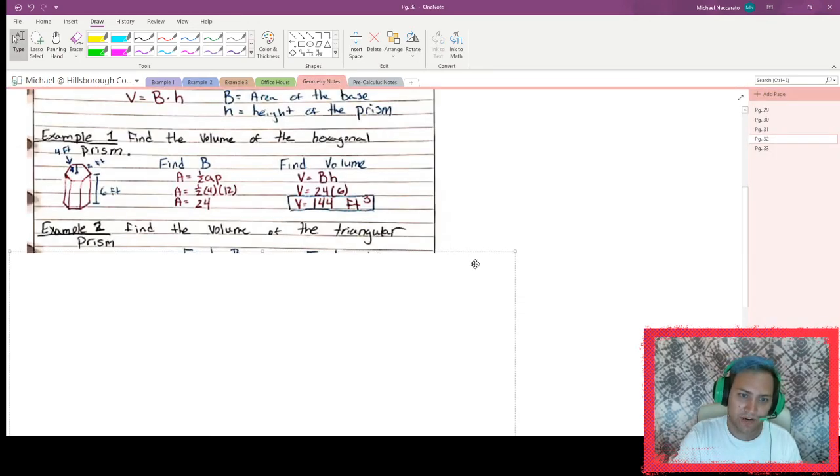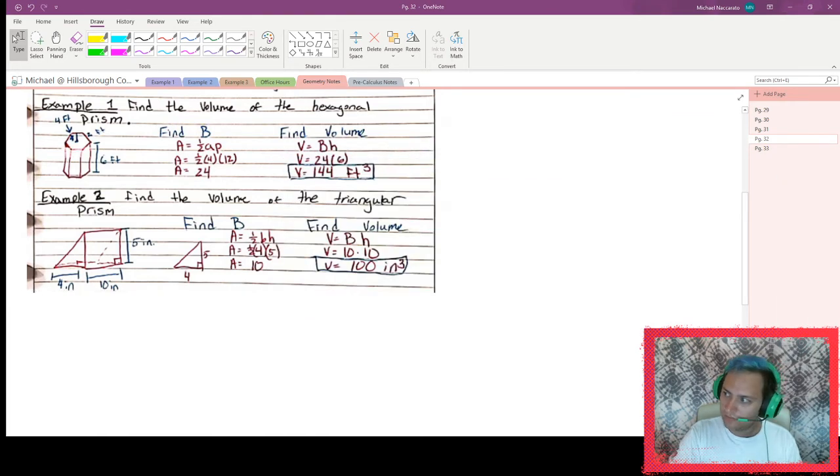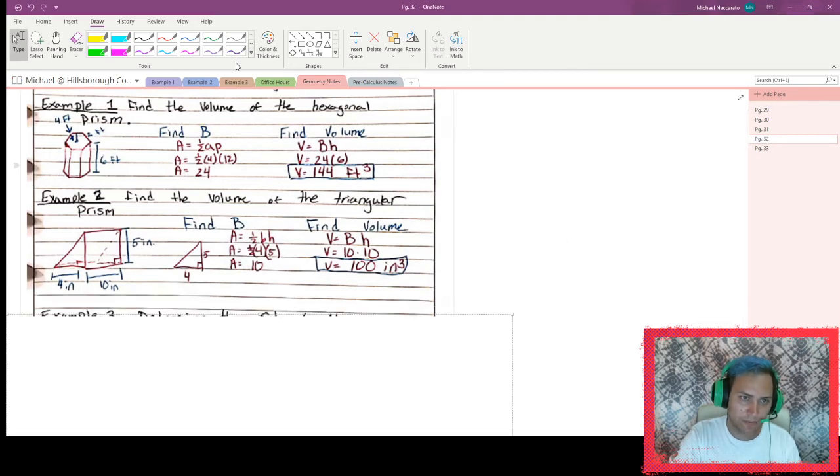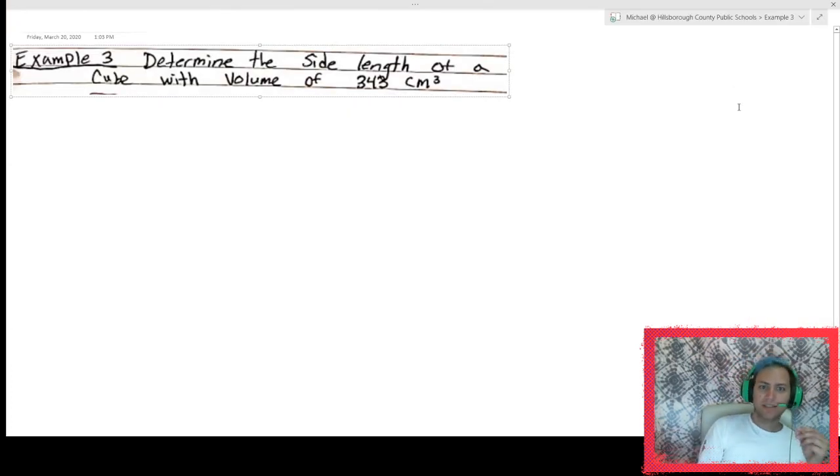So again, jump back over here. Okay, and coming up on this last example then. My last example is this. Determine the side length of a cube given that the volume of the cube is 343 centimeters cubed. Now, remember, we know that a cube is a square, right? It's a square prism.